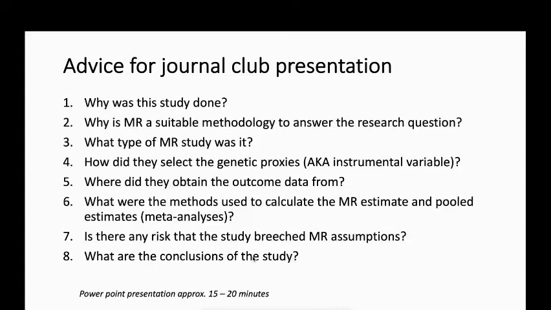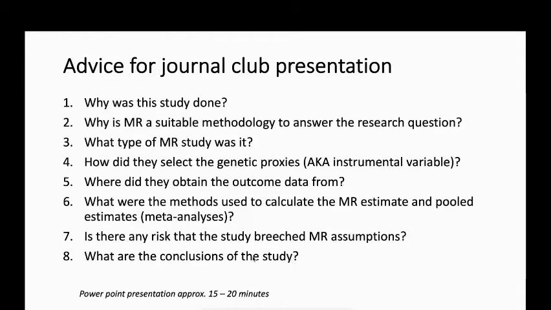And then what type of MR study was this? Was this using a two-sample approach, using summary data from publicly available genome-wide association studies, for example? How did they select the genetic variants? Where did they obtain the outcome data from? And what methods were used to calculate the MR estimate and the pooled estimates? And also then I think it's important to look at the assumptions of the Mendelian randomization approach. So for example, are there any possible breaches of these assumptions? Have they discussed pleiotropy? Have they done any analysis to look at pleiotropy?